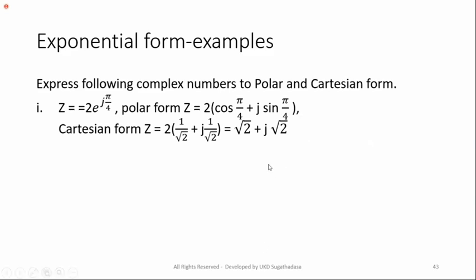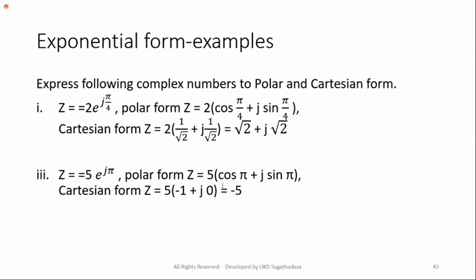First one, 2e to the j pi by 4, polar form is 2 cos pi by 4 plus j sin pi by 4, right? Because r is 2, theta is pi by 4. Then using your knowledge, what is cos pi by 4? 1 upon square root of 2. When you simplify, you get square root of 2 plus j square root of 2. That is the Cartesian form. The one above is the polar form.